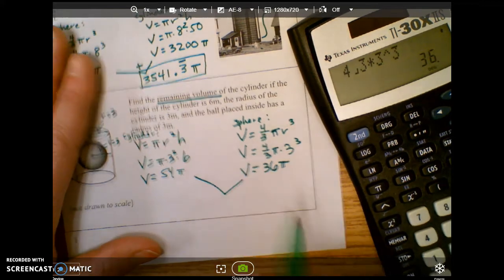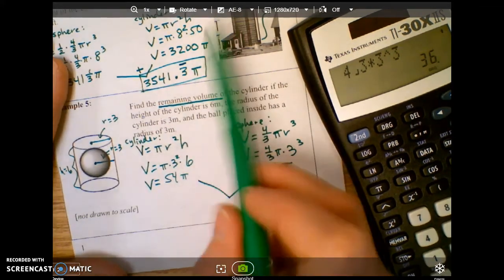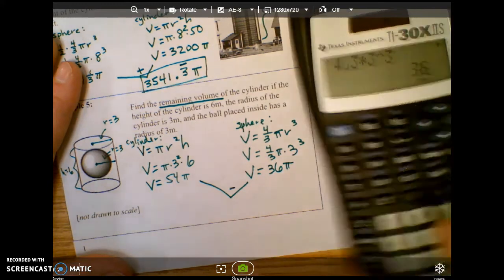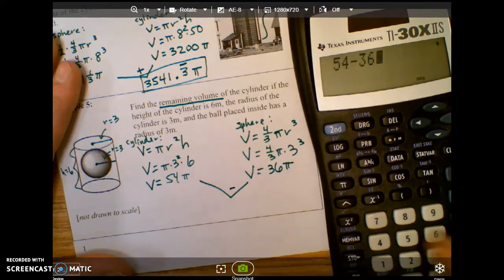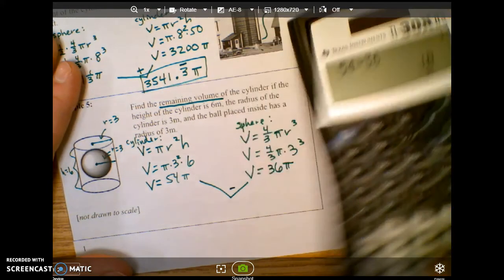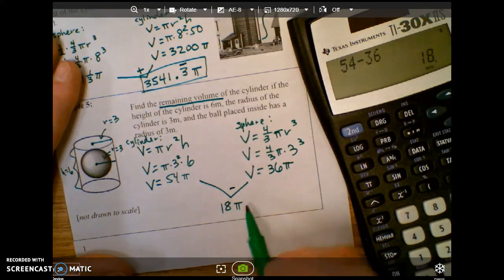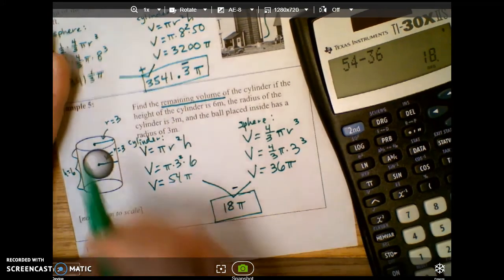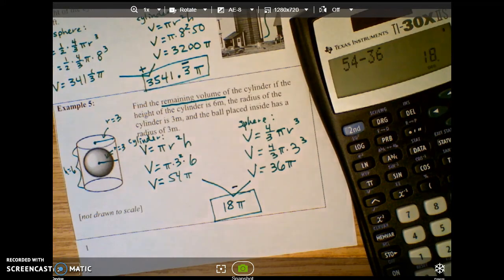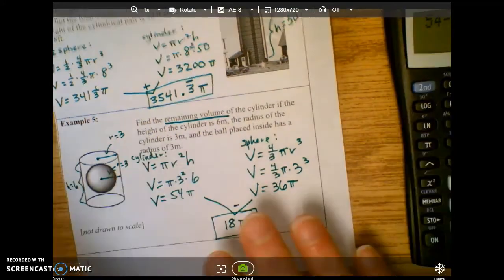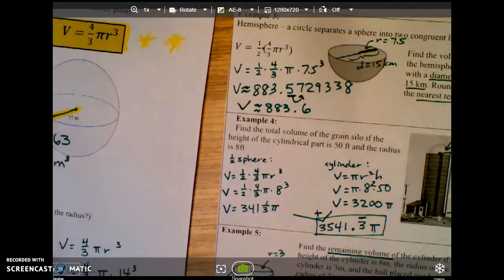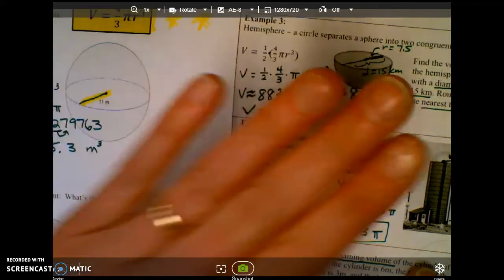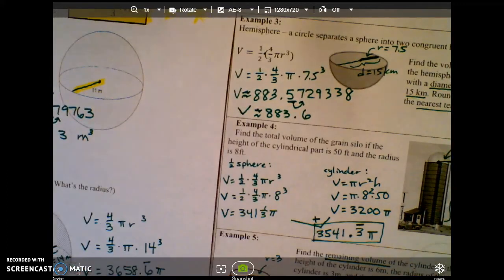So guys, instead of adding together the two volumes like we did in previous examples, we actually have to subtract these. So 54 minus 36 is going to give us the remaining volume of 18 pi left over, that's blank space inside the cylinder. So, tape these in your notebook. You've got a packet to work on, and you should be pretty comfortable now that you know all about spheres, hemispheres, and composite figures.